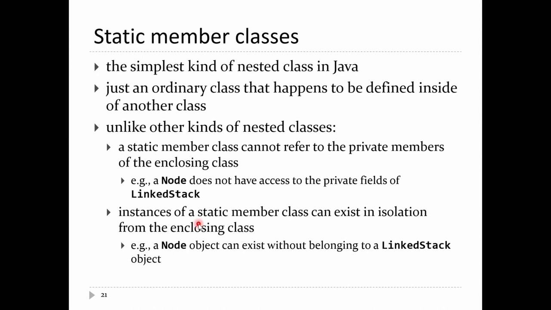Instances of a static member class can exist in isolation of the enclosing class, right? So remember, in the previous lecture, you can't make a range iterator without a range. It doesn't make sense, right? A range iterator iterates over a range, so there has to be a range to iterate over. In this particular example, it's possible to make a node without having a stack. So here you are allowed to make a node object, and it can exist without belonging to a linked stack object, right? So node is literally just a class that happens to be defined inside of another class.